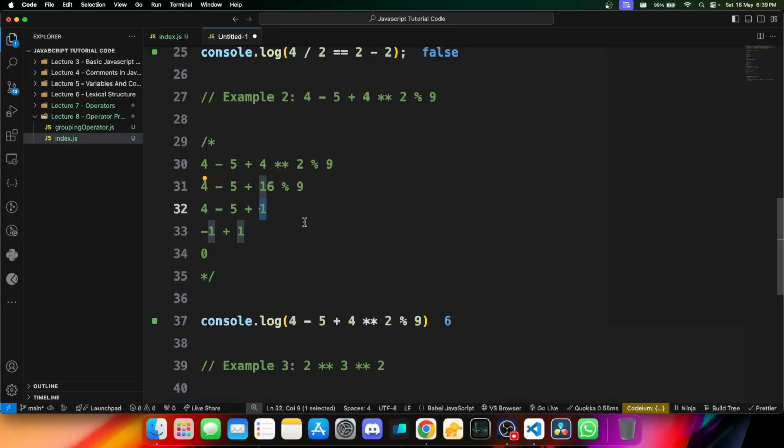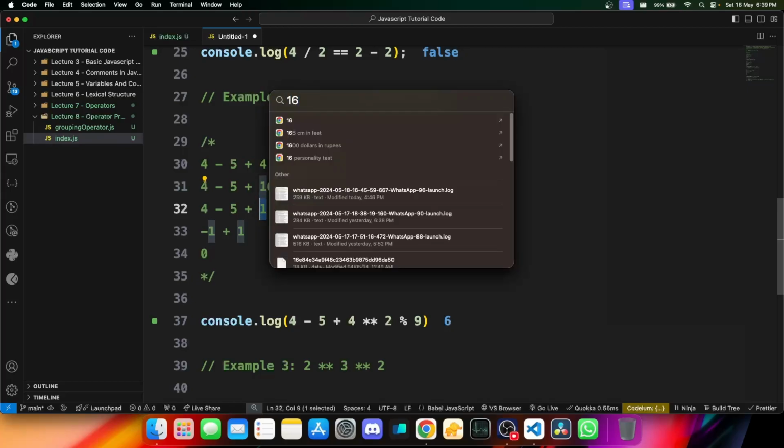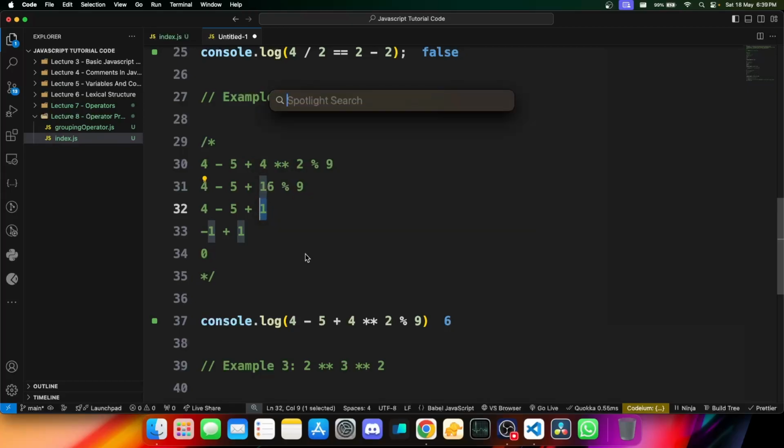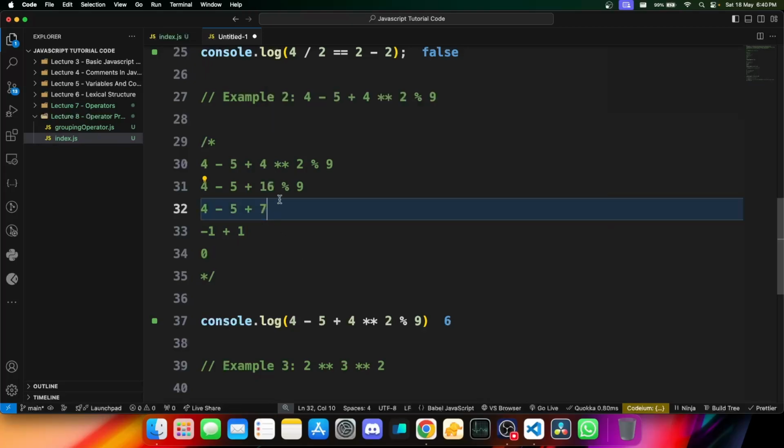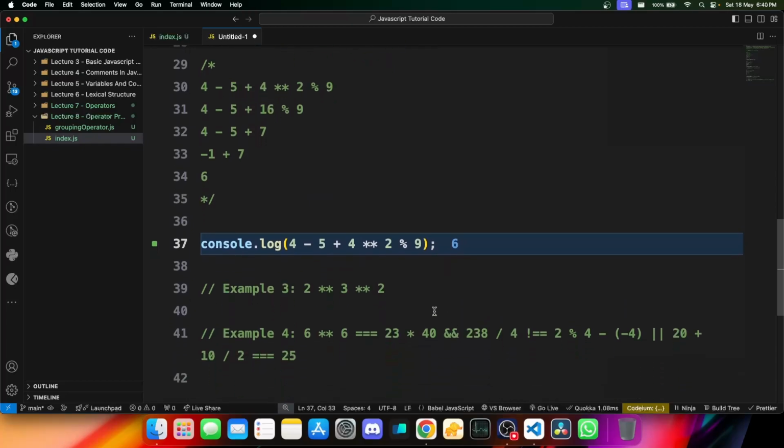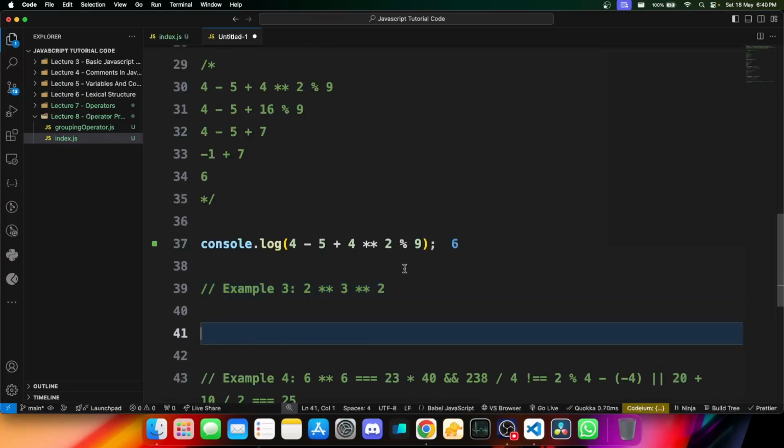So 9, let me do actually the division modulo, sorry. That would give you 7, right? So let's keep 7 over here. And then we can solve it more. So 4 minus 5 is -1, and then +7, that would give you 6. So you can see we got the correct answer from that. A small mathematical issue from my side, but otherwise precedence and associativity rule would always hold correct. Okay, let's solve this one.